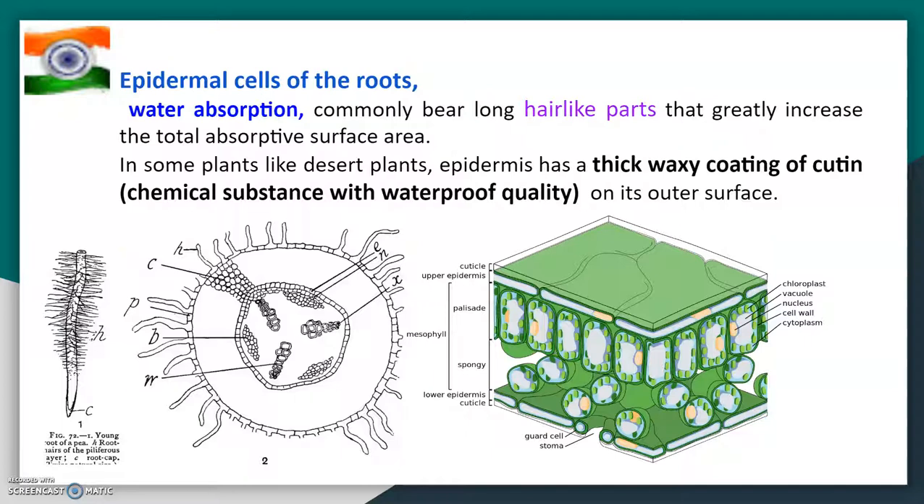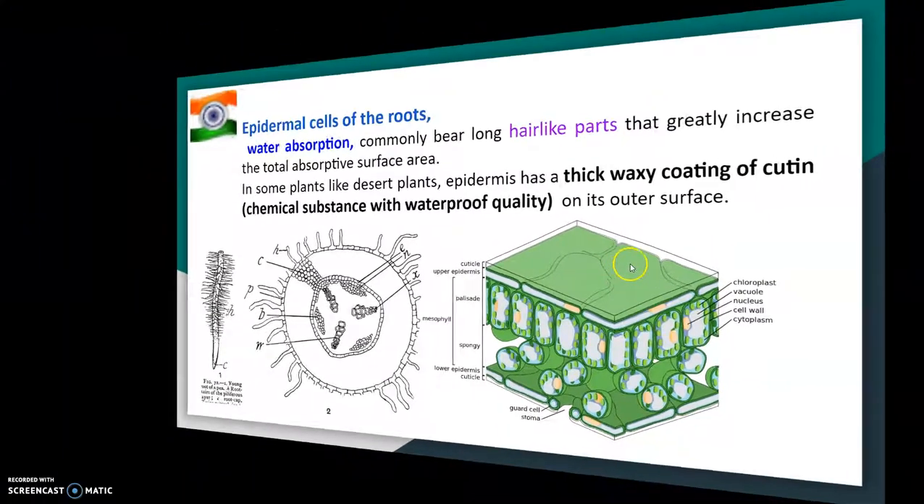And in some plants like desert plants, the epidermis also has a thick waxy layer which is called cuticle. In desert plants, the epidermis has a thick waxy coating of cutin, which is a chemical substance that makes it waterproof, present on the outer surface of these plants. Now desert plants need to reduce the loss of water from their surface, so this additional layer called cuticle helps in preventing that.